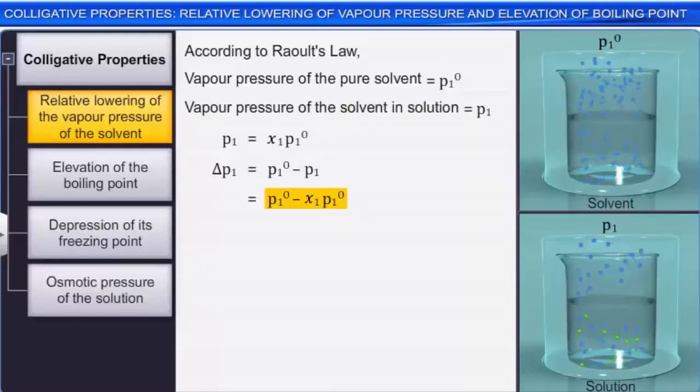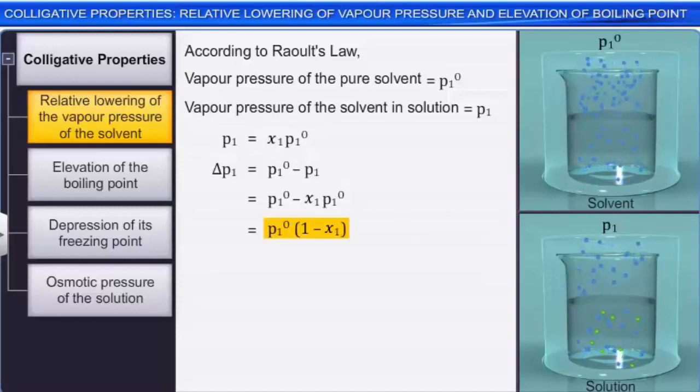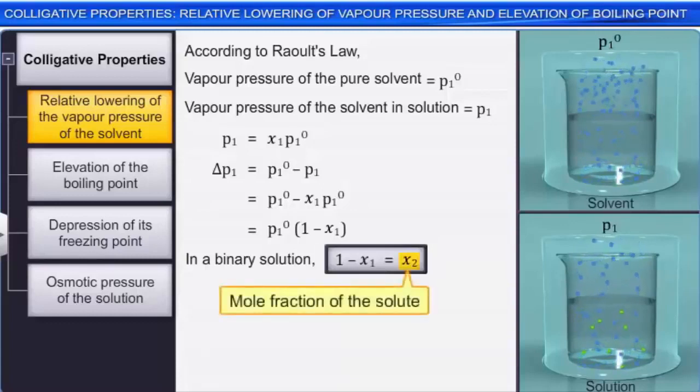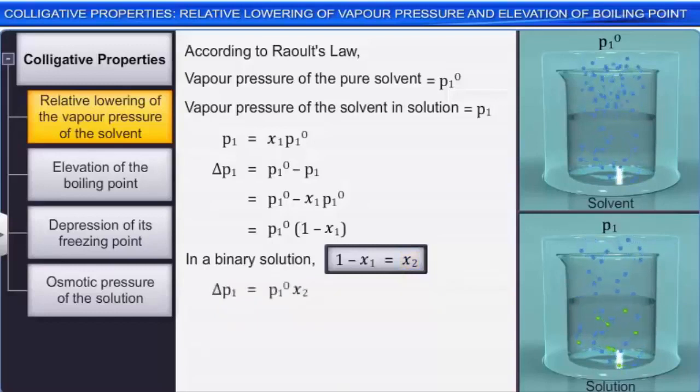Rearranging the terms, we get the change in vapor pressure, delta P1, is equal to P1 naught multiplied by 1 minus X1. In a binary solution, 1 minus X1 is equal to X2, that is, the mole fraction of the solute. Therefore, the lowering in vapor pressure, delta P1, is equal to P1 naught multiplied by X2.